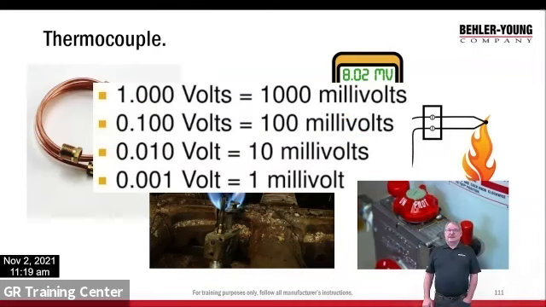One volt is 1,000 millivolts. So I've got 110 volts in the wall socket. So that's 110 times 1,000. All right, so 1 millivolt is very, very minute. It's a very small amount. So again, a good thermocouple is going to put out about 30 millivolts.